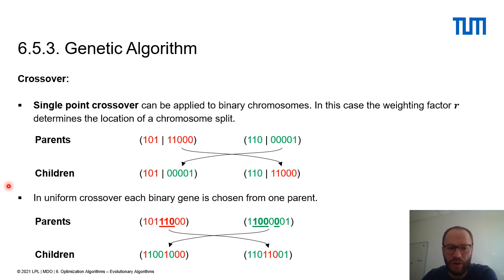A different way of doing it is a uniform crossover. So here each binary gene is chosen from one parent. You can see that those genes of this chromosome of parent 1 and those genes of parent 2 are then just changed respectively for the children. So the others remain the same. So you see 1 to 1 and so on, 0, 0, but then from parent 2 the others are changed here and marked with green and here with red respectively.